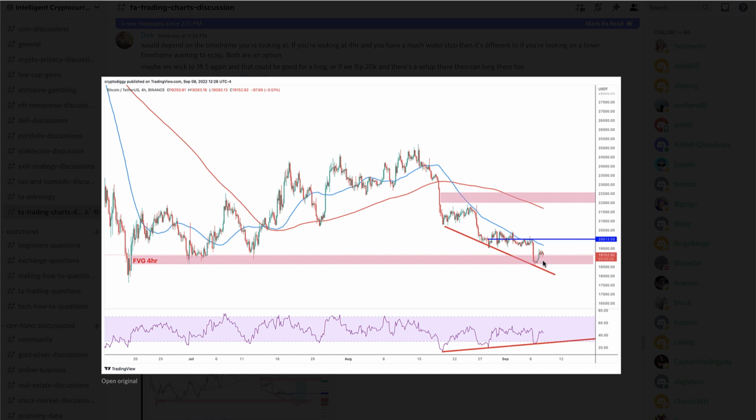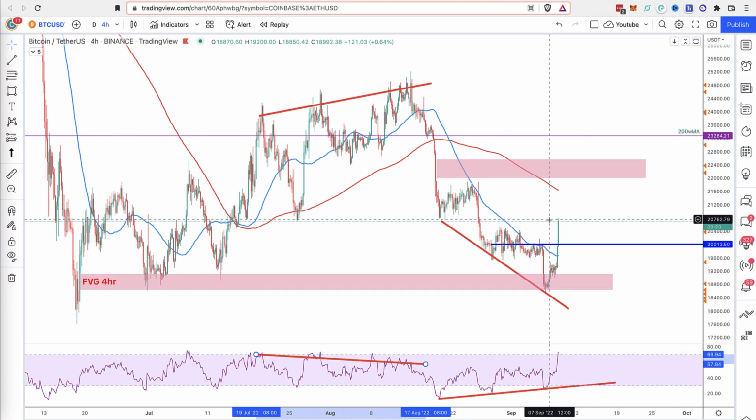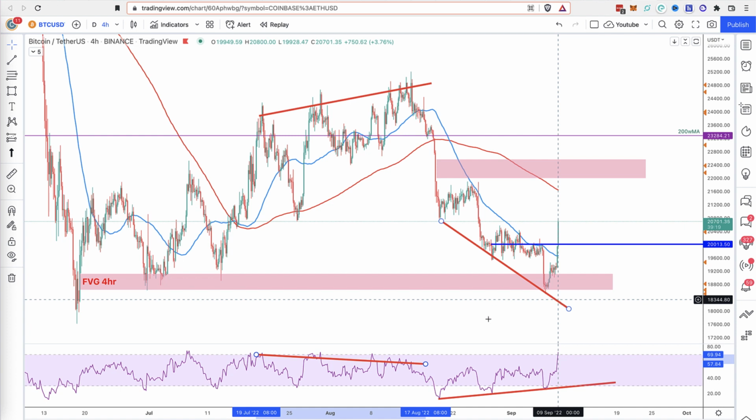That was when I shared this, and as you know, now we're at 20.7, so that was completely valid. So let me explain how this works. We obviously have the bullish divergence, but that on its own is difficult to make it work.